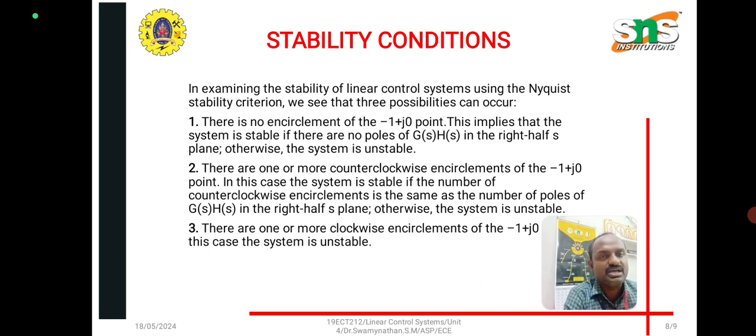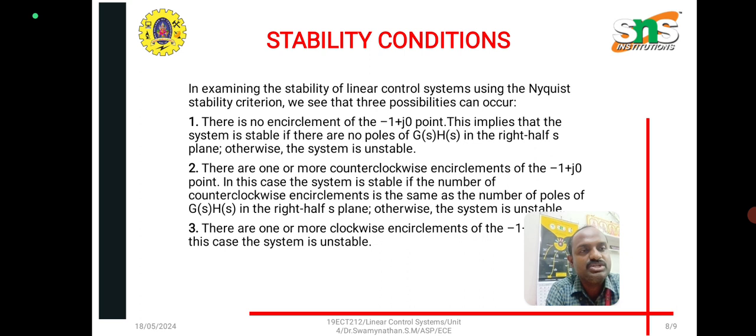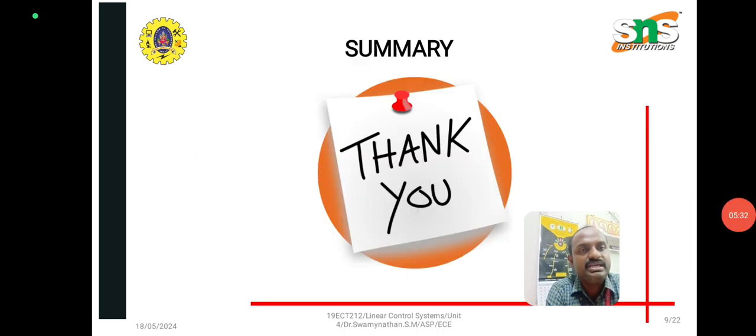The second condition is there are one or more counterclockwise encirclements of the minus 1 plus j 0 point. In this case the system is stable if the number of counterclockwise encirclements is the same as the number of poles of G H of s in the right hand side of the s plane; otherwise, the system is unstable. The third is one or more clockwise encirclements of the minus 1 plus j 0 point. In this case, the system is said to be unstable. So these are all the Nyquist stability criterion conditions. Thank you.